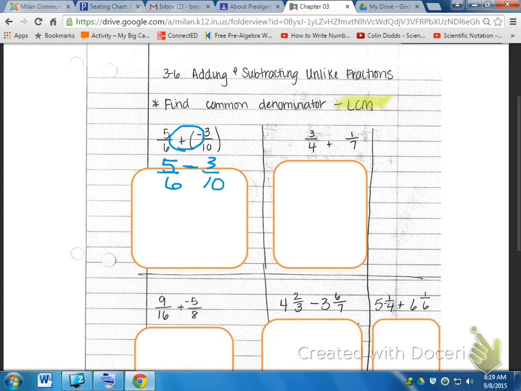But what I'm going to have you do is look at the two denominators. There's 6 and 10. You take the biggest one, 10, and you ask yourself, does 6 go into 10 evenly? And it doesn't. So then you take 10 times 2, which is 20, and ask yourself, does 6 go into 20 evenly? And it doesn't. So then you go 10 times 3, which is 30, and you ask yourself, does 6 go into 30 evenly? And it does. So 30 would be my common denominator or least common multiple. So you're going to rewrite both of these over 30.